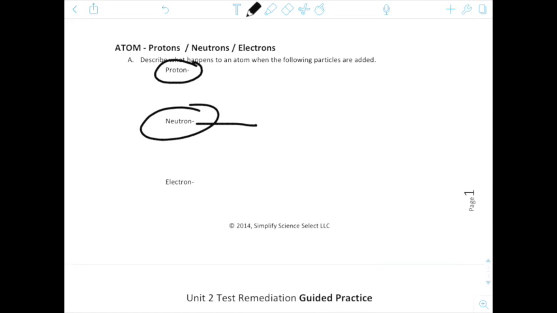So we could have carbon 12, which has 6 protons and 6 neutrons, or carbon 13. It still has 6 protons, but now it has 7 neutrons. It's a different isotope. And then lastly, we have electrons. Electrons are negatively charged particles. When you add or remove electrons, you are creating ions. It's an element that has a charge, and we'll talk more about that in a second.